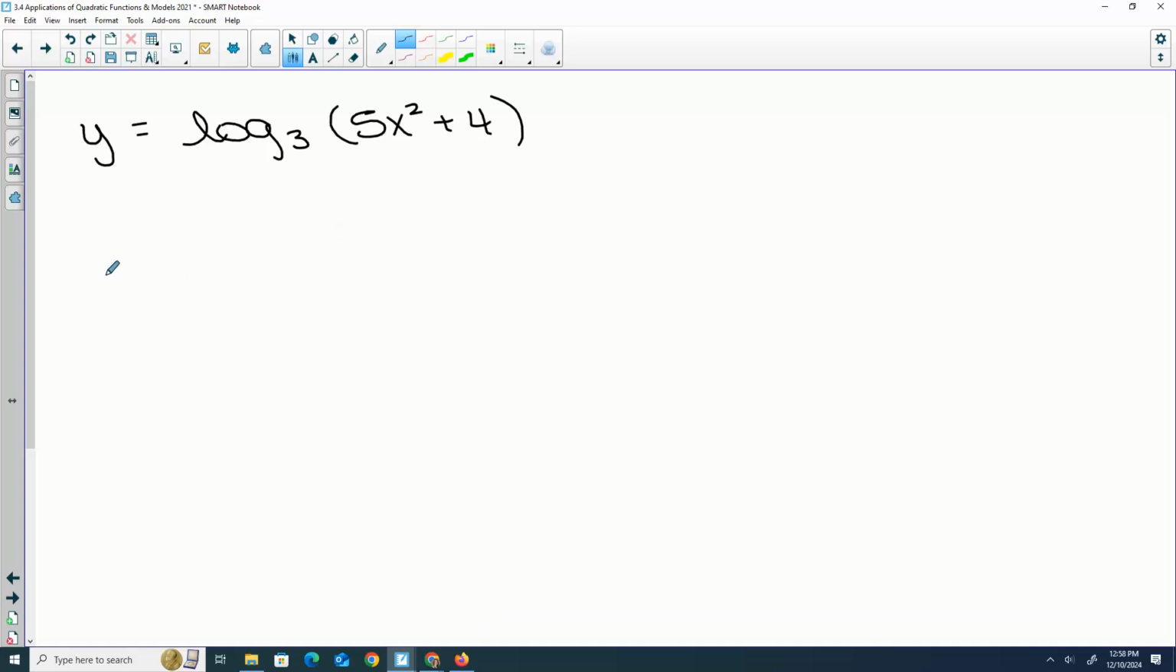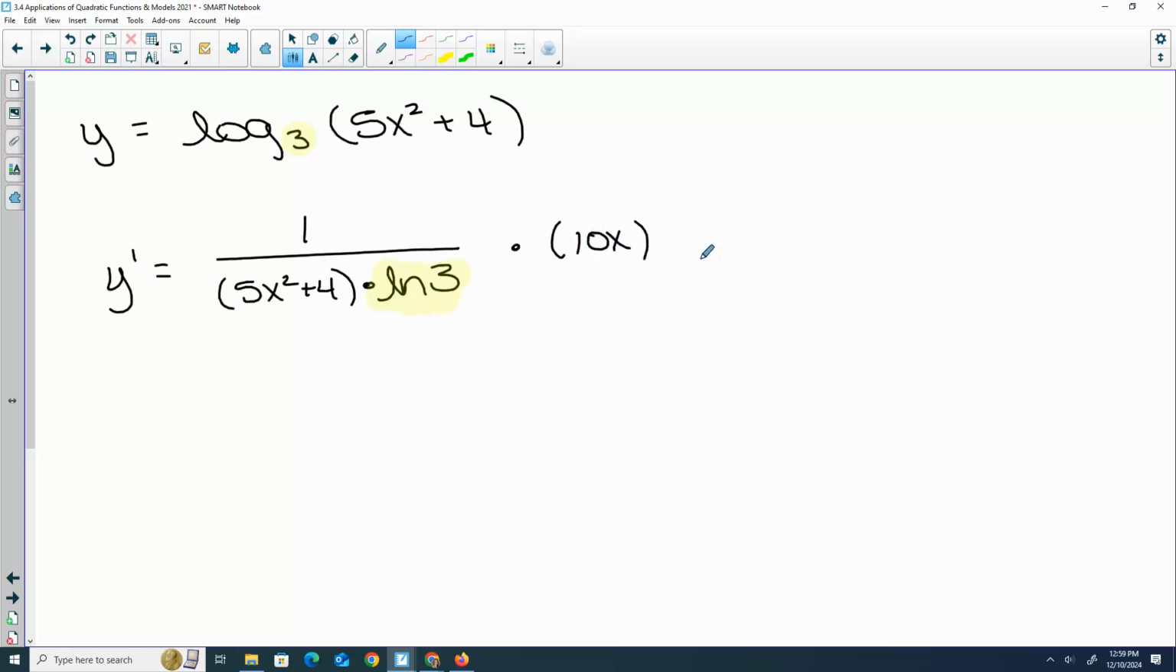So, if I asked you to do this derivative, the derivative of a log is just like the derivative of a natural log in that it's 1 over the argument. The only difference is on this denominator, you have to throw in the natural log of the base. When you have an ln, you don't need this term. If it's any other log, you have to throw in an ln of the base on the denominator. And then we still have to do chain rule, so then times the derivative of the inside, which is just 10x.